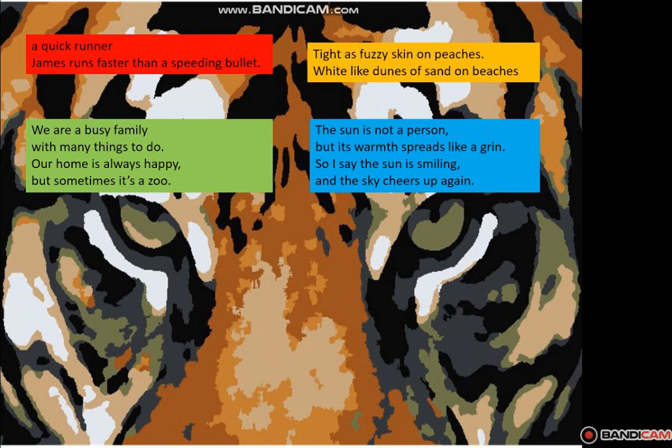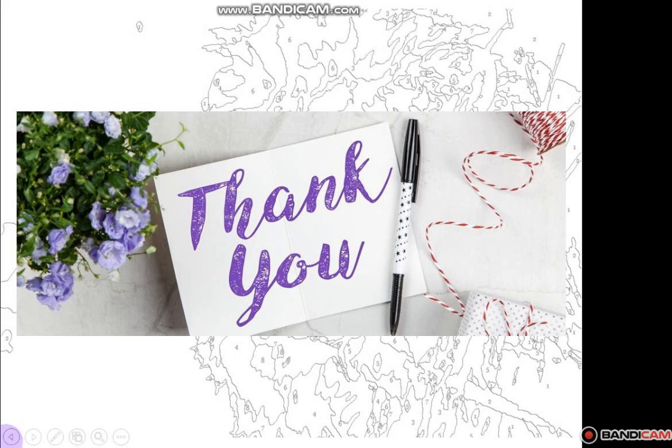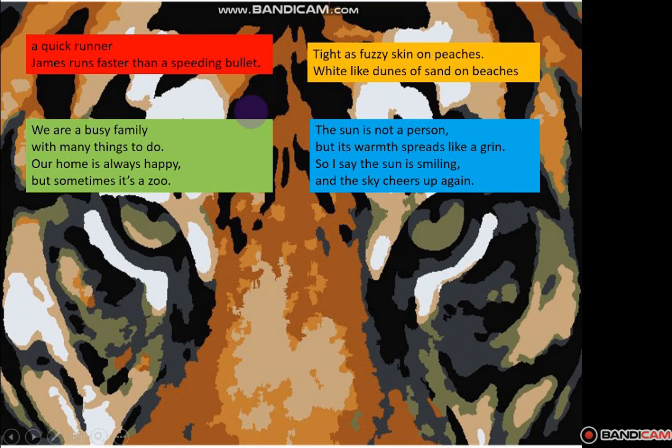Tight as fuzzy skins of peaches, white like tons of sand on beaches. So, what figurative language is this? Okay, good. You are right. It is simile. Simile because it uses as and like. Now, look at this one. We are a busy family with many things to do. Our home is always happy, but sometimes it's a zoo. What figurative language is this? Yes, it is metaphor. A comparison between two things that are not related at all.